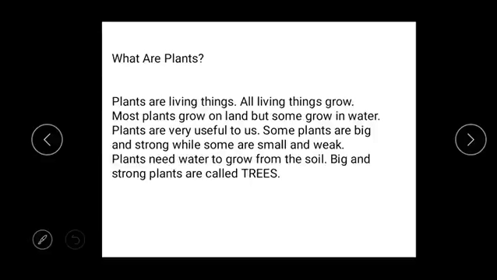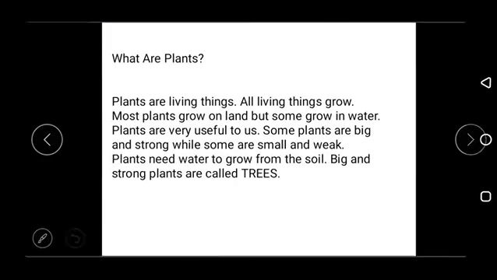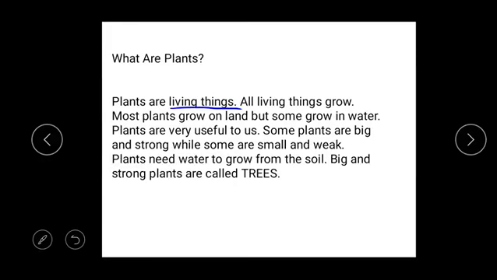Today in science we'll be learning about plants and its parts. So, what are plants? Plants are living things, yes, they are. Like we said, living things are things that can grow. And because plants can grow, they are classified as living things.